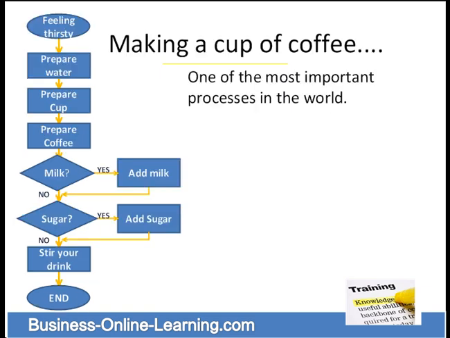I've taken a simple example here and said, okay, making a cup of coffee. The trigger is feeling thirsty. You prepare the water, you prepare the cup, you prepare the coffee. You have to make a decision about the milk. If your decision is yes, I would like to have milk, you add the milk. Next question is sugar. If the decision is yes, I will add sugar, then add the sugar. Final task is you stir your drink, and you have made your cup of coffee. The aim has been reached.